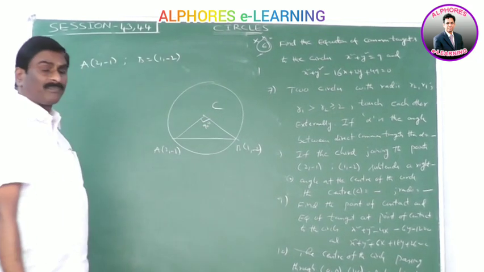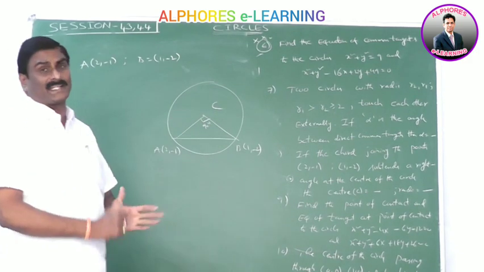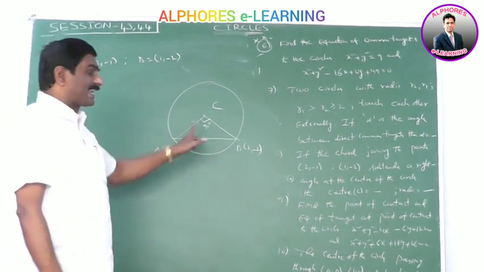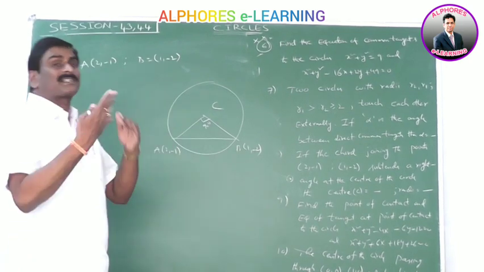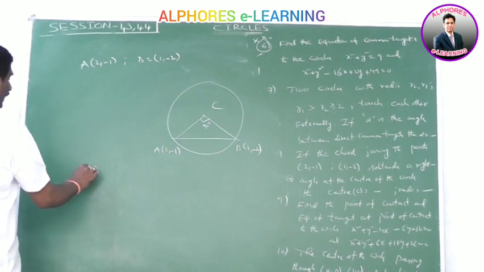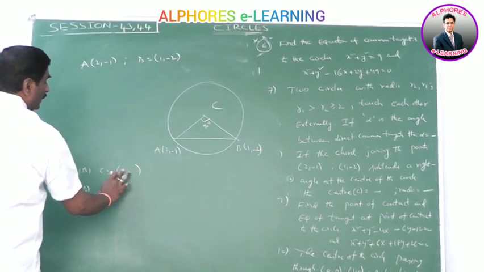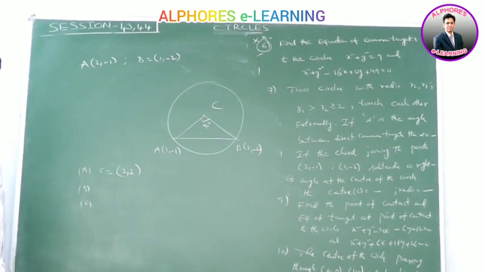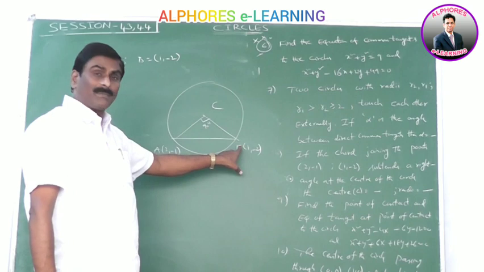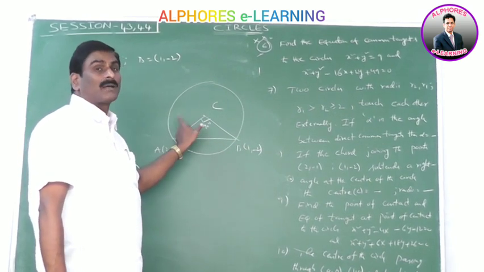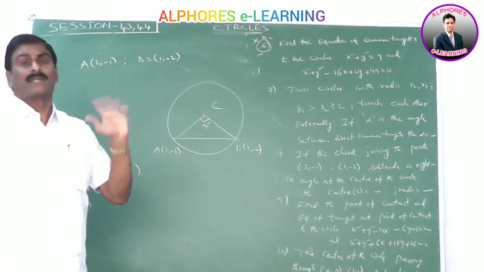Please observe this point. Here this chord subtends an angle of 90 degrees at the center, which means this angle is 90 degrees. Clearly it is a right angle triangle. In the verification method, see options A, B, C, D. Suppose C is some particular point, 2 comma 3. In the verification method, find the slope of AC and the slope of CB. The angle is 90 degrees, that means M1 M2 is equal to minus 1. Verify the options such that M1 M2 is equal to minus 1. It is an easy method.